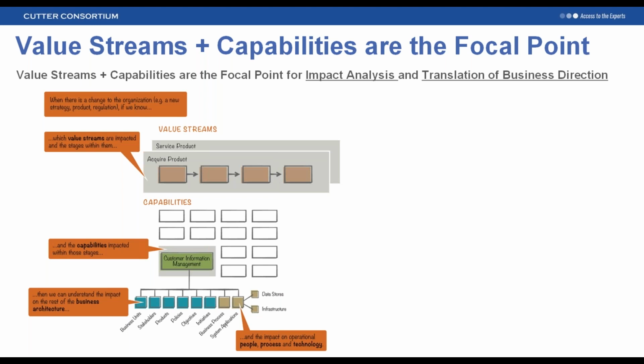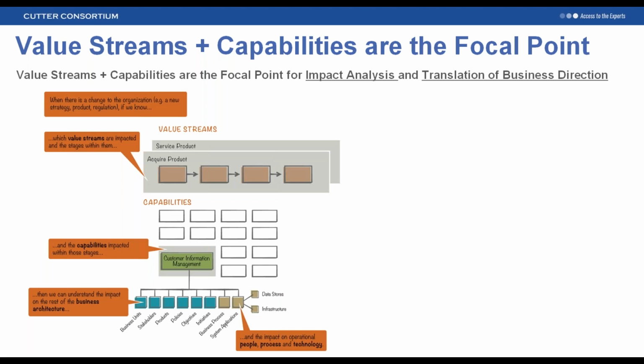So when we have a change, the first thing we do is we ask which value streams are going to be impacted by that change and which stages within those value streams will be impacted. So hypothetically, let's say we have a change and it's going to impact the acquire product value stream, as we saw an example of, and the service product value stream. Next, we drill down into the stage of each of the impacted value streams, and we ask now which capabilities are impacted within those stages. And there could be any number of capabilities impacted. In this hypothetical example, we're saying that customer information management is a key capability that's impacted.